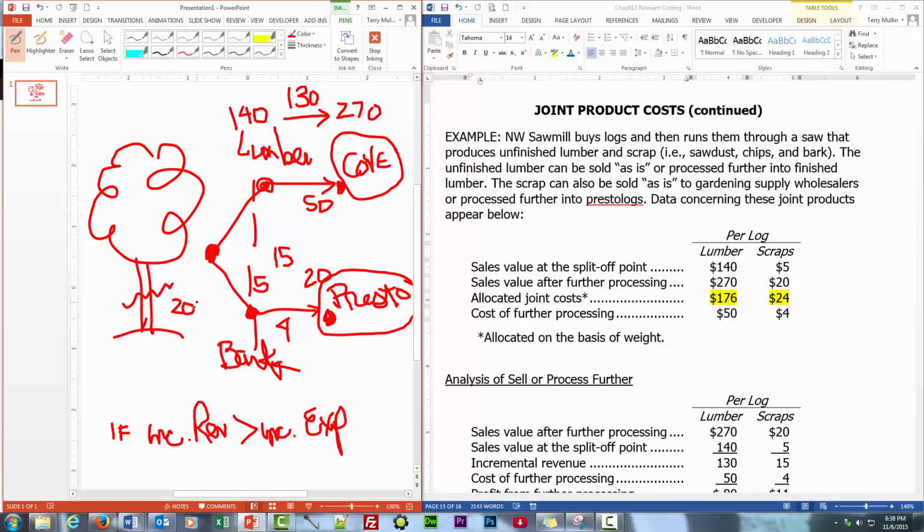And what your book tells you is these do not go into the decision-making process, because we would have spent that money to get lumber and bark no matter what. What we're trying to decide is, should we sell at this split-off point or process further? That's what the chapter's about. Sell or process further. And we just proved that for both of them, processing further is the answer.